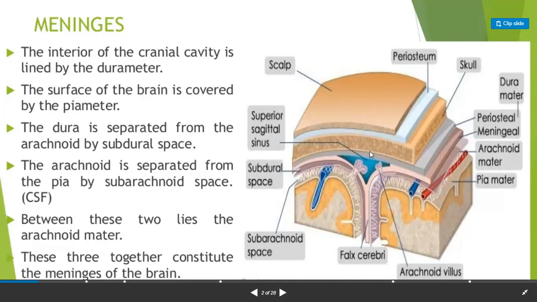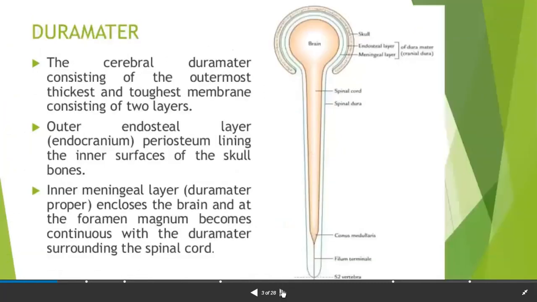That means outside is dura, inside is pia. Between the dura and pia, we have the arachnoid mater. So these three meninges together are called the meningeal layers of the brain: dura mater, arachnoid mater, pia mater. Now see, these meningeal layers are not only covering the brain, the same meningeal layers also cover the spinal cord. The outermost covering is the cerebral dura mater.